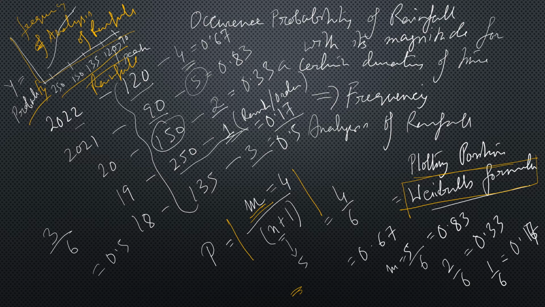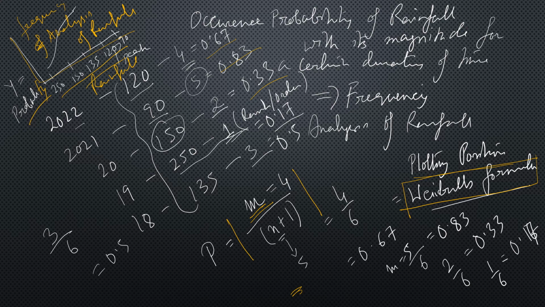n is the total number of data given to you. For our case, it was 5. For your case, it may be different. Plus 1. Now you use this formula to calculate the probability of each of the events given in your data set or data series. Then on the y-axis you put the probability, on the x-axis you put the magnitudes, and you show the curve. That is all you have to do to analyze the frequency of rainfall for a certain catchment.